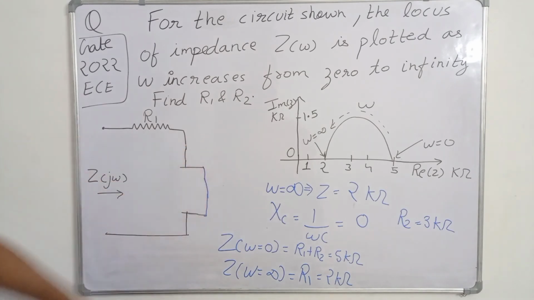And in this question you can see the value of C was not given and it was not asked as well. So this is how we can find the value of resistances R1 and R2.